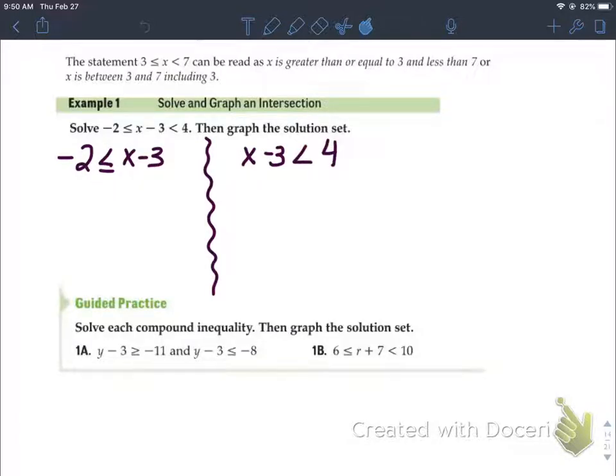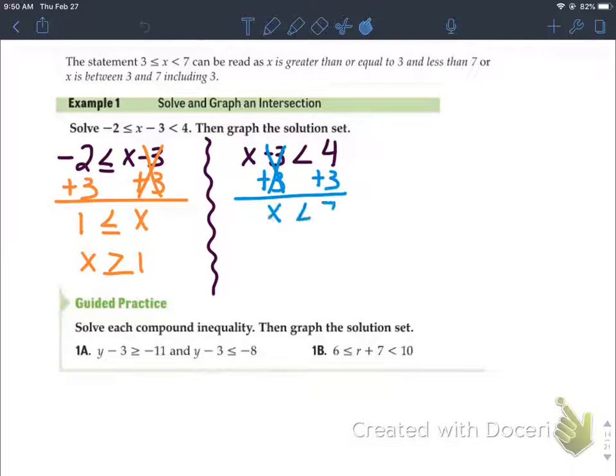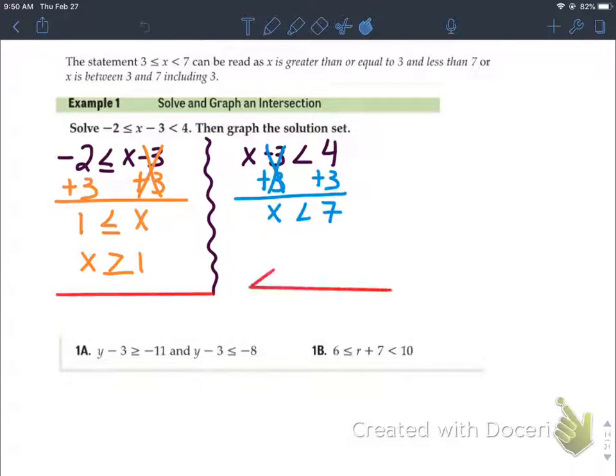So first I'll do the left side one, where I'm going to add 3 to both sides, and we get that 1 is less than or equal to x. So I flip the sign so that I can get x is greater than or equal to 1. Then I repeat that on the other side by adding 3 to both sides as well, and then I get x is less than 7.